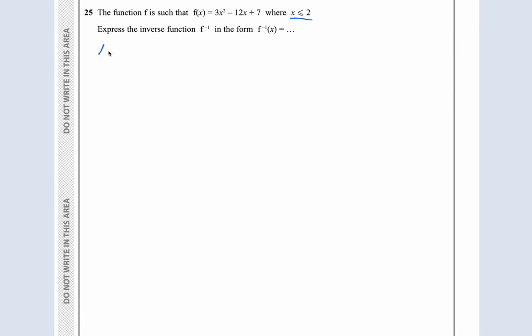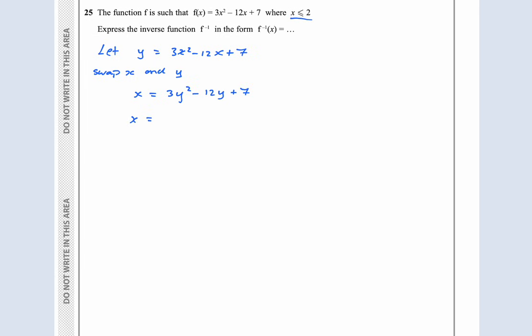So let's just start off the normal way. To get an inverse, we let y equal whatever this is, 3x squared minus 12x plus 7. Then we swap x and y, because that is what the inverse function is. X is equal to 3y squared minus 12y plus 7. Okay, and now we're going to complete the square for this.